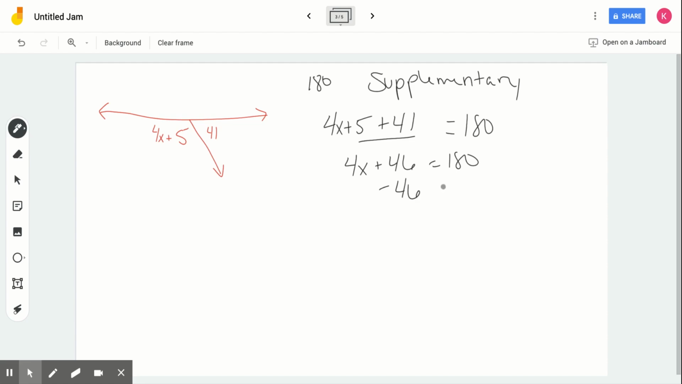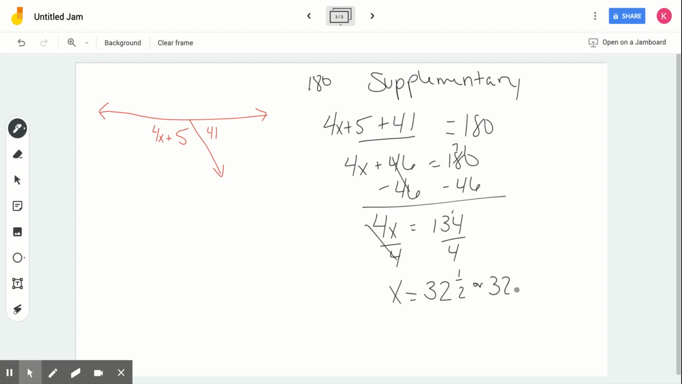Use those inverse operations to simplify. Make sure that you're showing all of your work. 180 take away 46 is 134. And we have here 32 and a half, or 32.5. So the value of x is 32 and a half degrees.